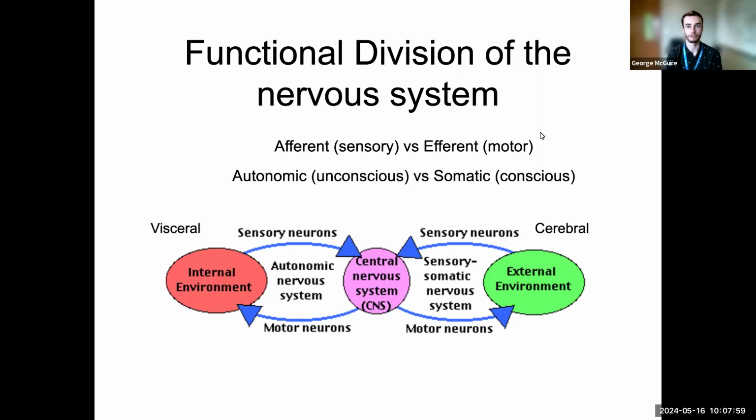So we can talk about our afferent system and our efferent system, how we are receiving information and how we are sending that information, sending other types of information back to our body.